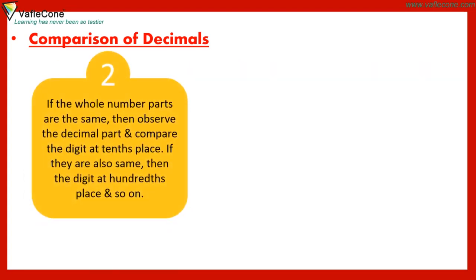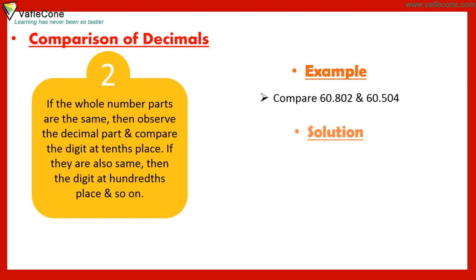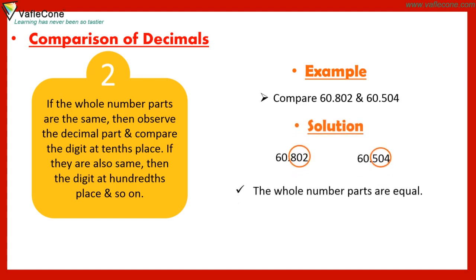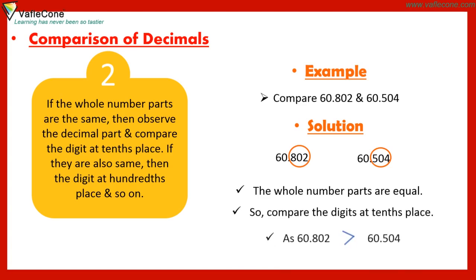Second, if the whole number parts are the same, then observe the decimal part and compare the digit at tenths place. If they are also the same, then the digit at hundredths place, and so on. For example, compare 60.802 and 60.504. Solution: the whole number parts are equal. So, compare the digits at tenths place, as 8 is greater than 5, 60.802 is greater than 60.504.